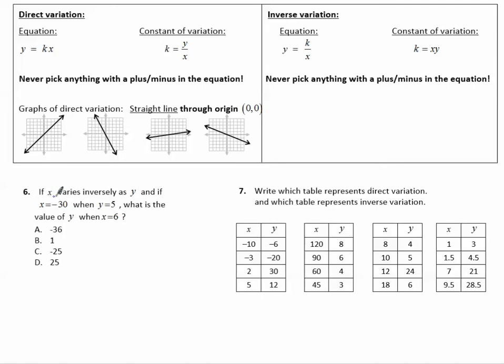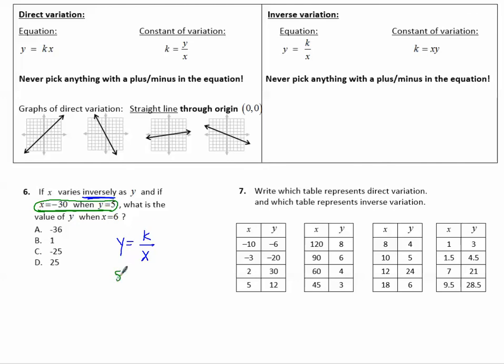Number 6, if x varies inversely as y, so first of all, I see inversely, and I want to think y equals k divided by x. And if x equals negative 30 when y equals 5, so this information helps me find the k. What is the value of y when x is 6? Let's use this first information to find our k.